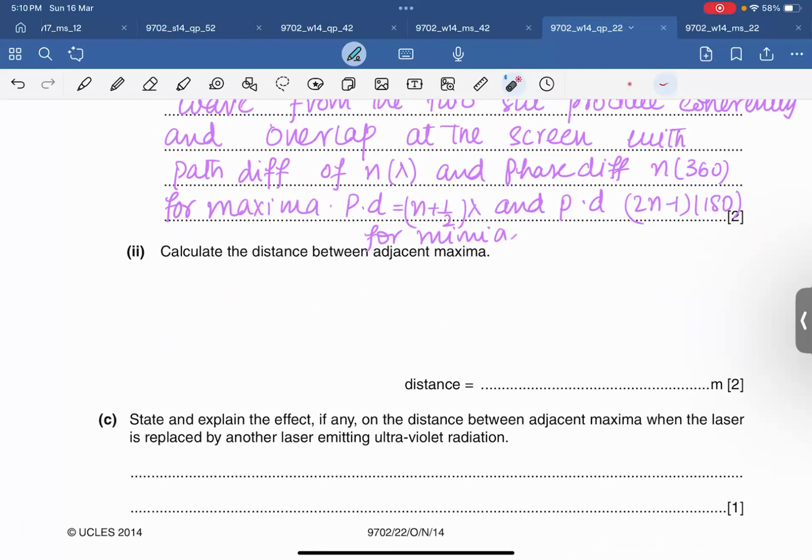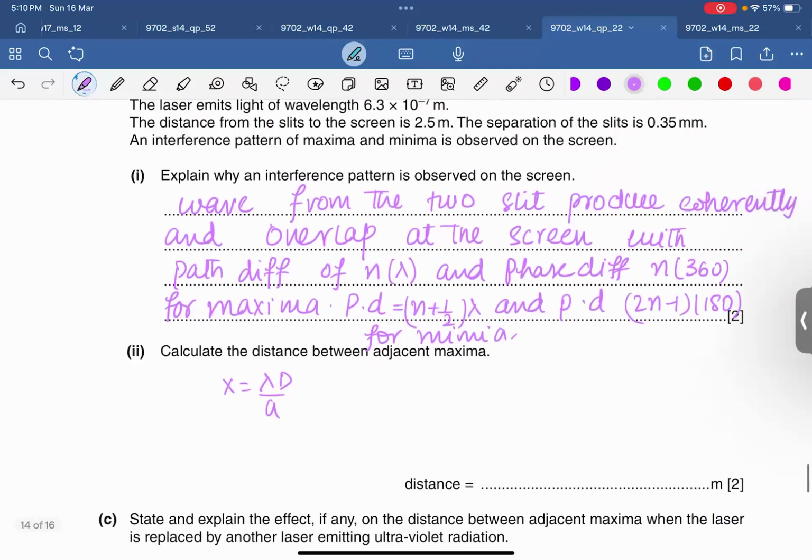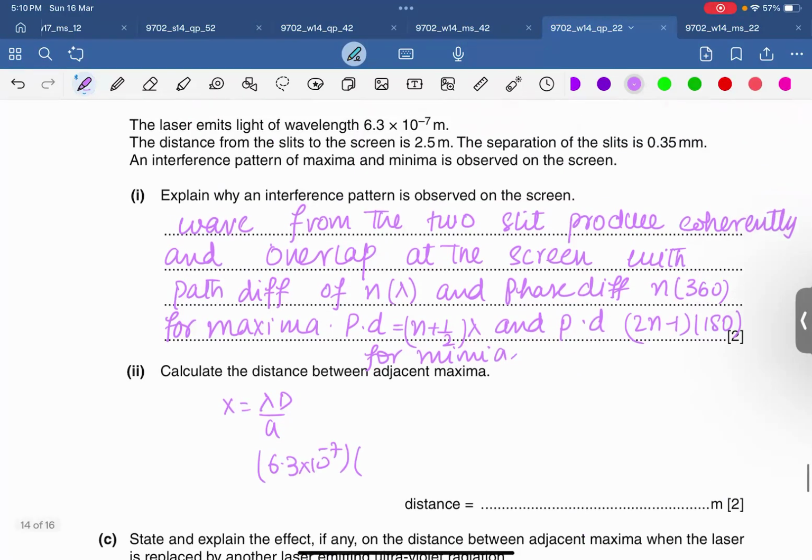Calculate the distance between adjacent maxima. x equals lambda d over a. They're asking for x. Lambda is given as 6.3 times 10 to the power 7, and d is 2.5, divided by a, the slit separation, which is 0.35 millimeter, exponent negative 3.